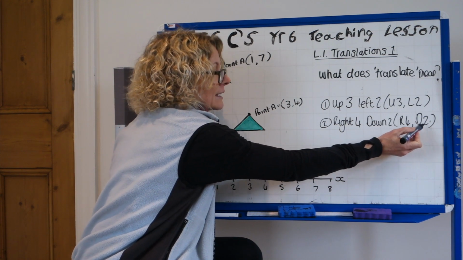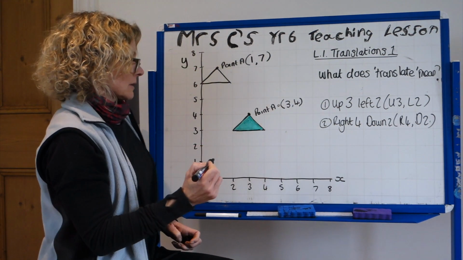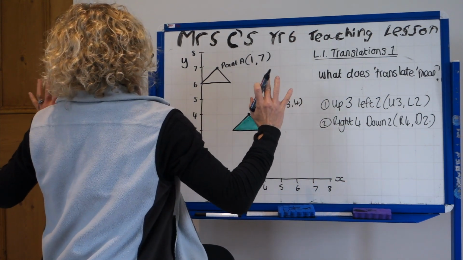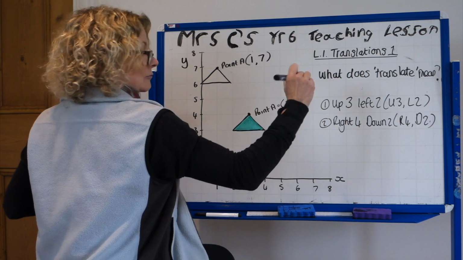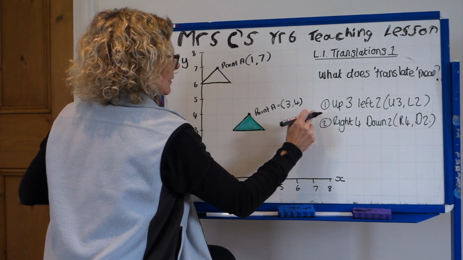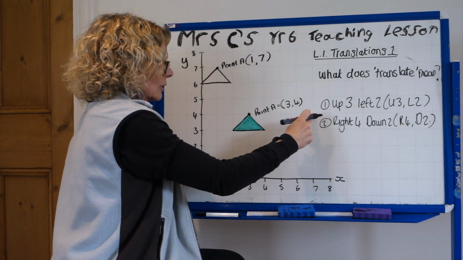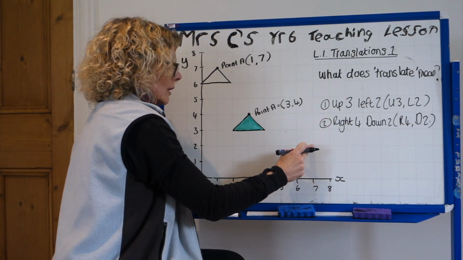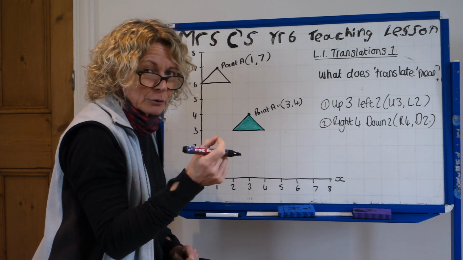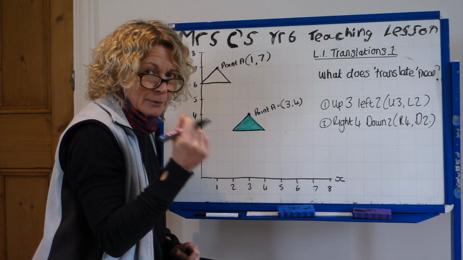R4, D2, okay? So let's follow what it says with point A. It's going to go right, so I'm looking at the piece of paper. Right hand is the hand that I write in. 1, 2, 3, 4, and down 2. 1, 2. Okay, pause a moment, redraw your triangle, put your coordinates in brackets by point A.